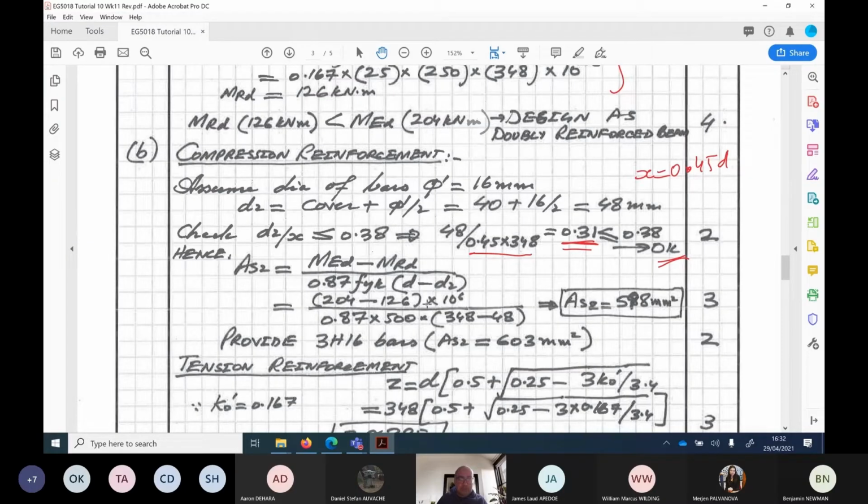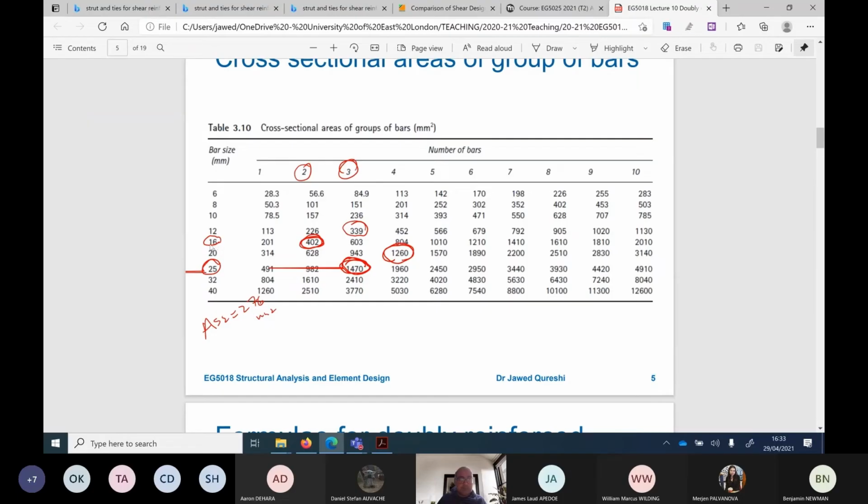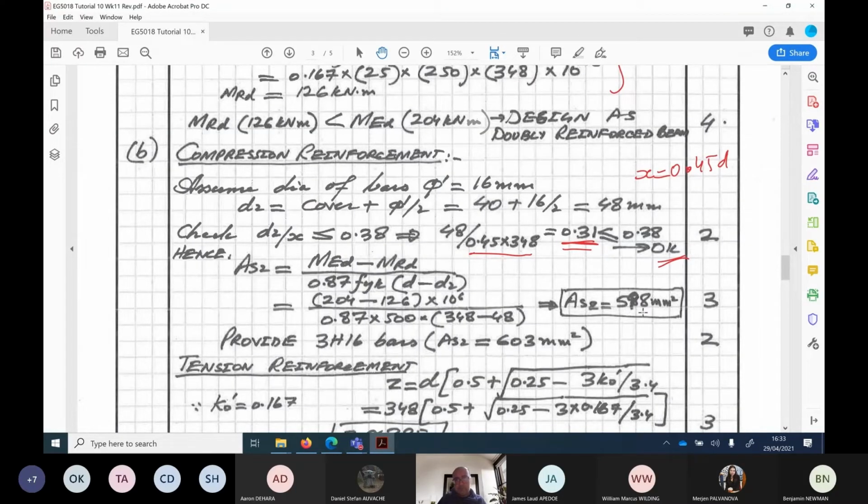You have to convert this back into Newton millimeter, because if you have a look at the denominator, you can see that FYK is in Newton per millimeter square, D is in millimeter. All units should be consistent, otherwise you will have a mistake. Now once we have this AS2, this comes out to be 598. Our assumption was 16 millimeter dia bar. Then simply you will go to this table where you will see these values. So 16, so we can use 3 number 16 bars and provide 603. Let's see what we have done. Yes, this is 598, and then we're just providing just above the required area.